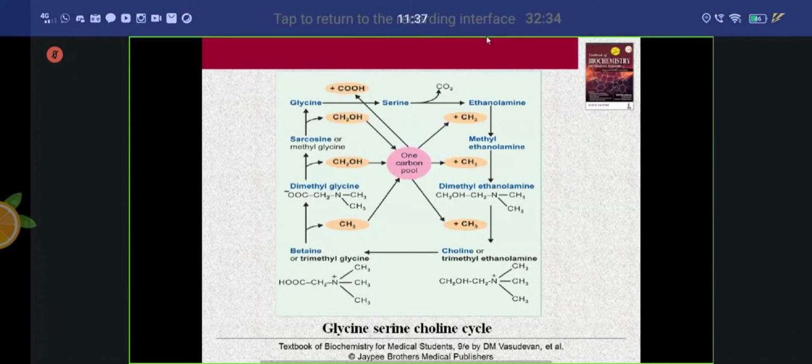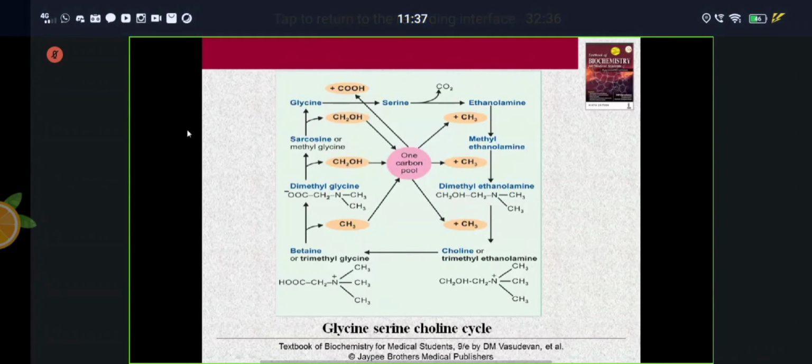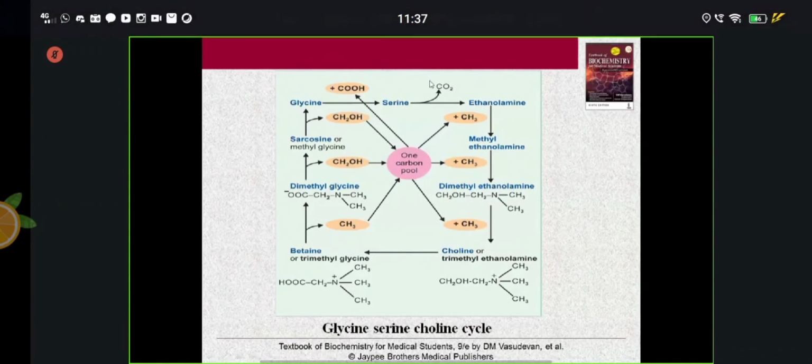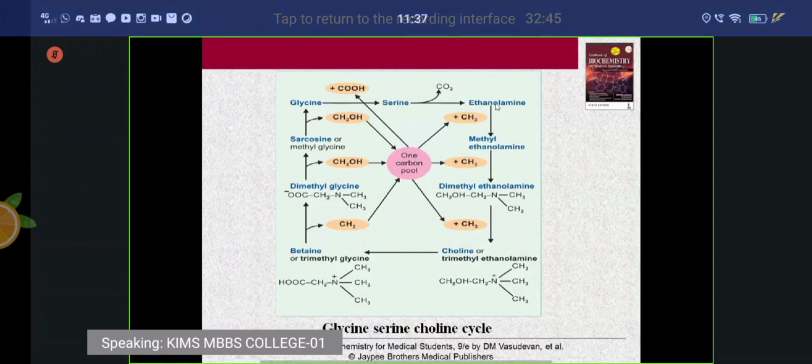So, the glycine, serine, choline cycle. Glycine is getting converted to serine. Serine loses its CO2, we have seen decarboxylation, to form ethanolamine.